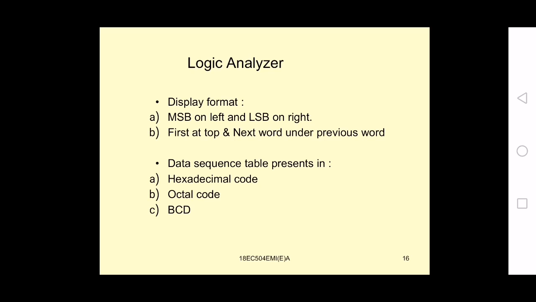The display format on logic analyzers has the MSB, the most significant bit, on the left-hand side and the LSB, the least significant bit, on the right-hand side. The words are placed with the first word at the top and the next word under the previous word. The data sequence table may present the data in hexadecimal code, octal code, or binary coded decimal system.